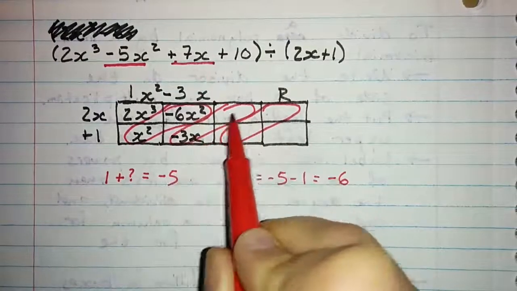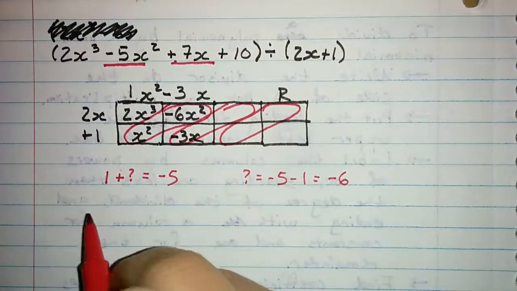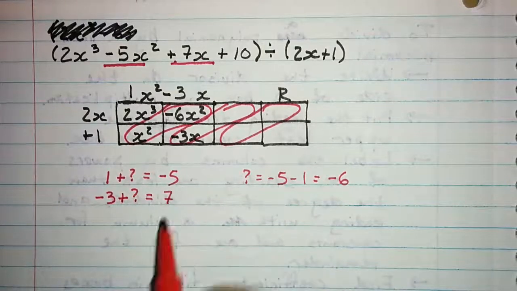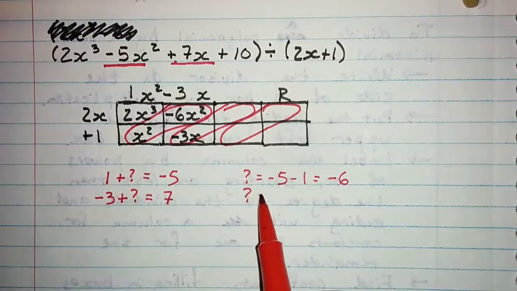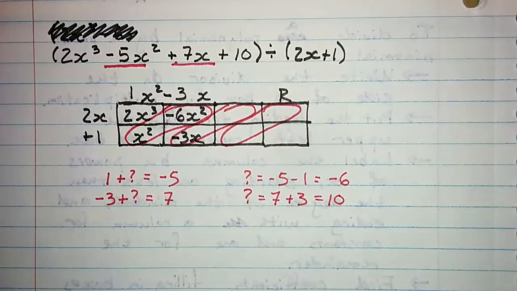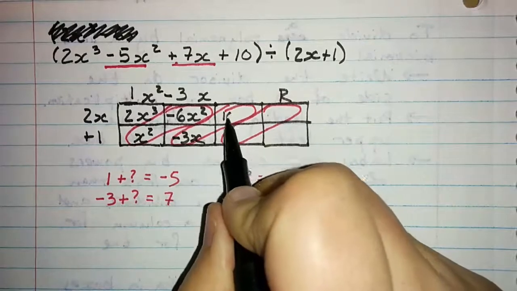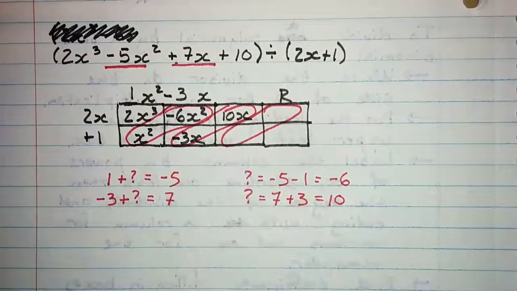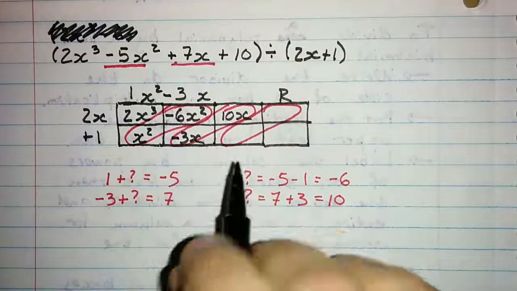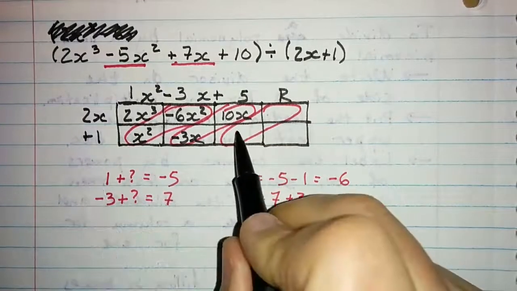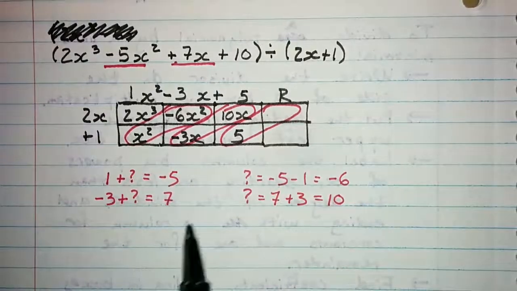I need to get positive 7x on this diagonal. So negative 3 plus what is 7? What is 7 plus 3? It's 10. I'll need 10x up here. 2x times what will give me 10x? 2x times 5 will give me 10x. Positive 5. 5 times 1 is 5.